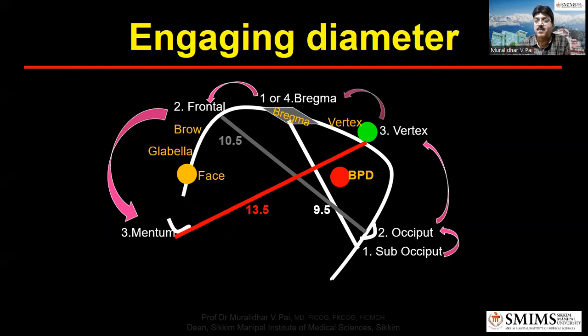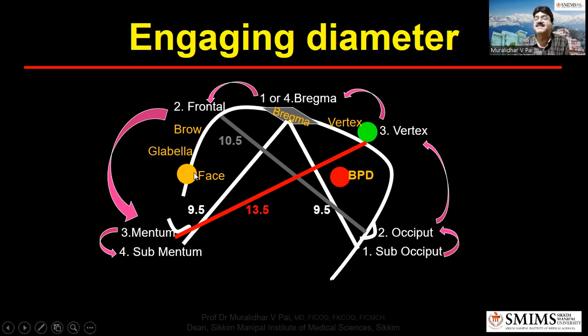So now I move one more point from vertex, I reach bregma. There is a fourth point. That's why this was the first point as well as the fourth point. Now when I move from here, the fourth point, this side is submentum. So I join these two fours, that becomes the submento-bregmatic diameter, and that is also 9.5. What is there in between is face. So face is also 9.5. So we have got two 9.5s now in the sagittal diameter. One is suboccipitobregmatic, the other one is submentobregmatic.